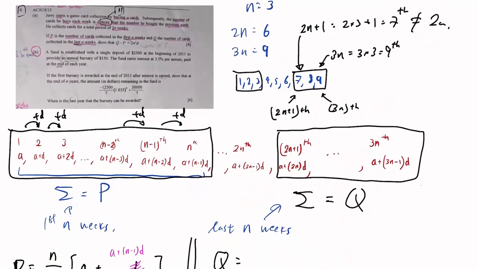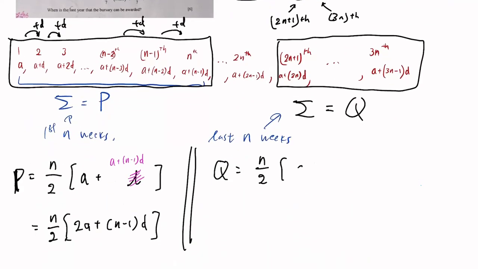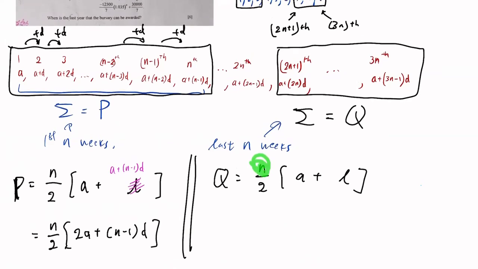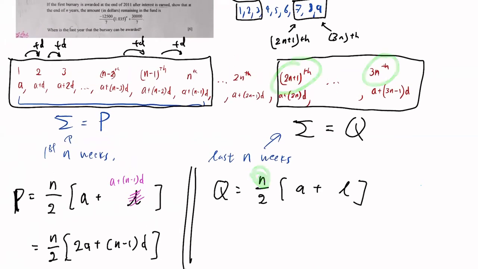Then you just use the formula. I'll just copy it down first. n over 2 times (a plus l). n is literally just n. Alternatively, you can also calculate it as 3n minus (2n plus 1), then add on a 1. Big minus small, the common difference is 1, then you plus 1. It's just n. So the number of terms is just n.